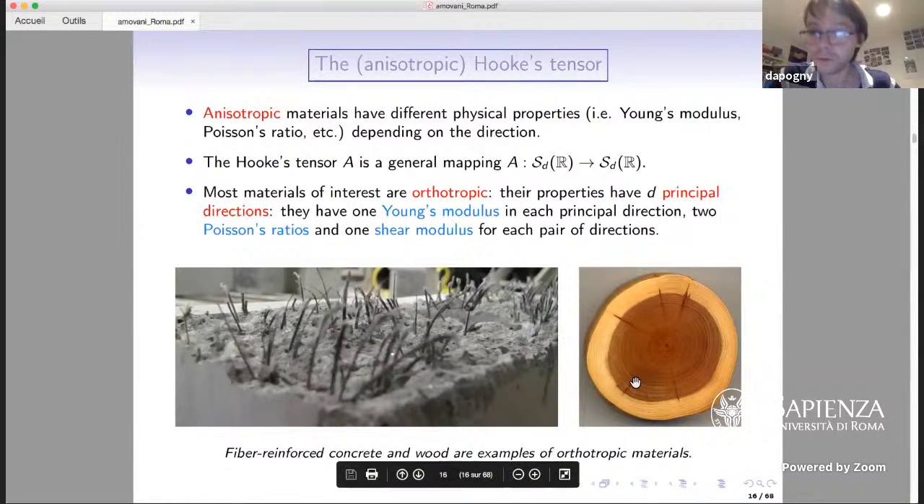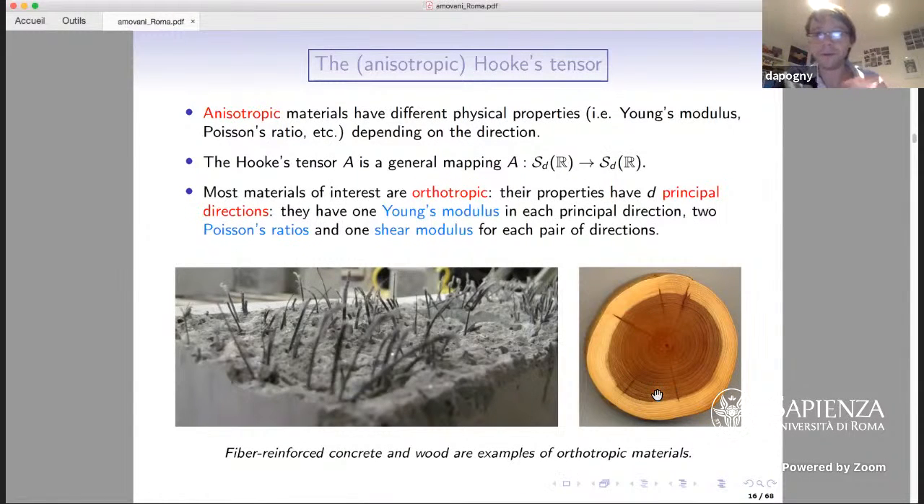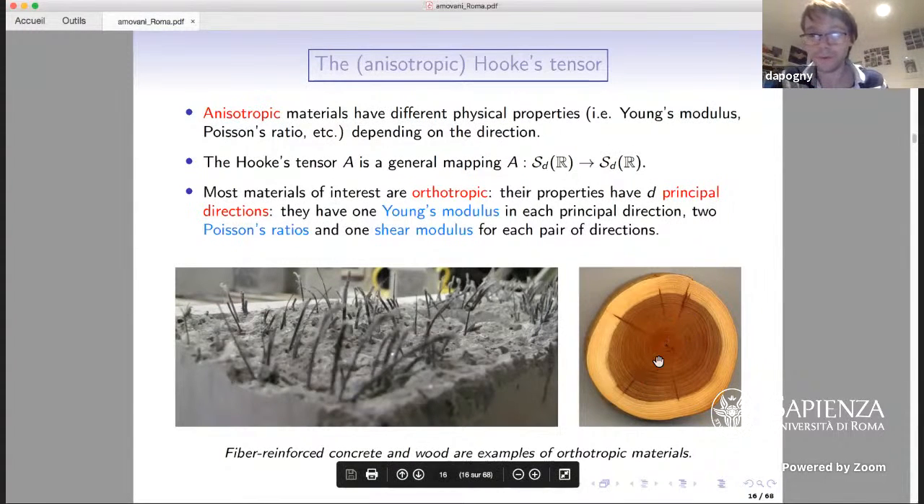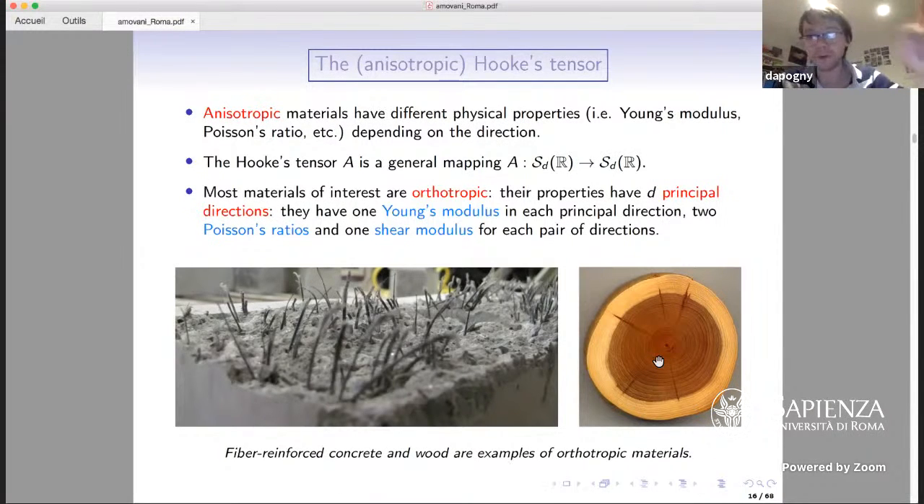Here is also wood, which is a typical orthotropic material, which has different physical properties that you can see here, depending on whether you are in the transverse direction of the piece of wood here, or in the radial direction, or in the normal, or in the transverse direction here.